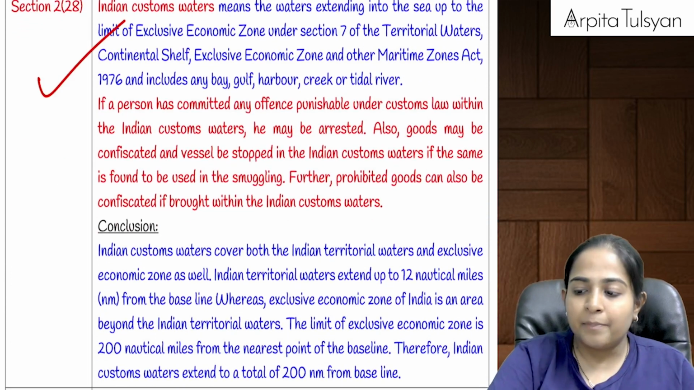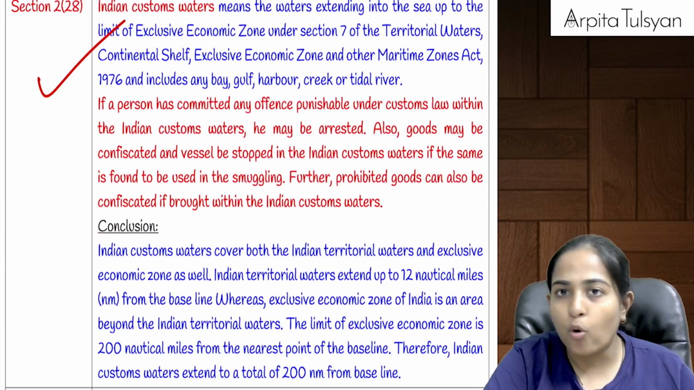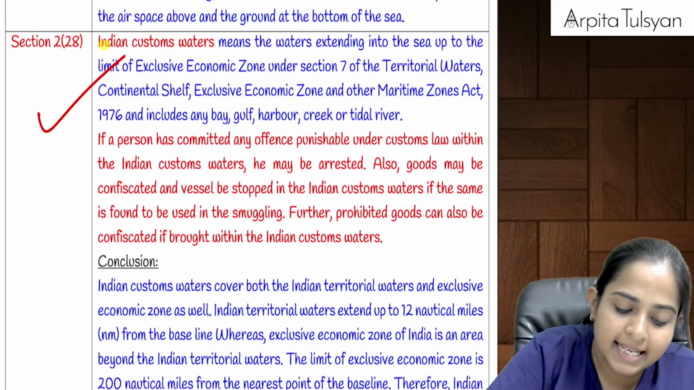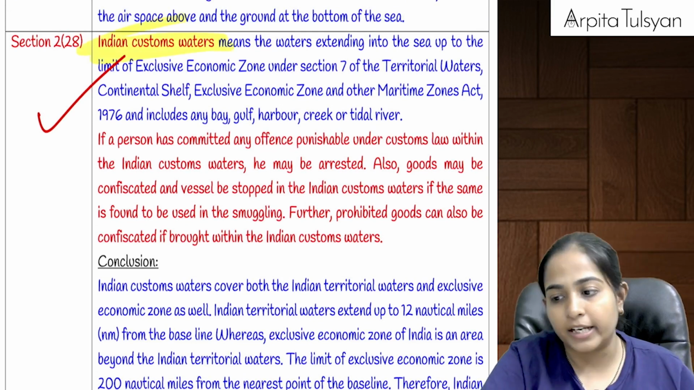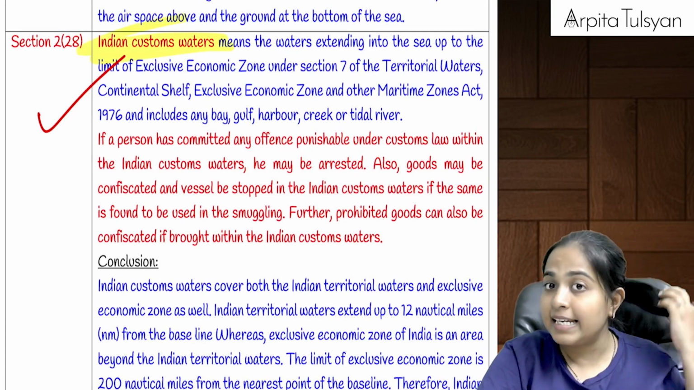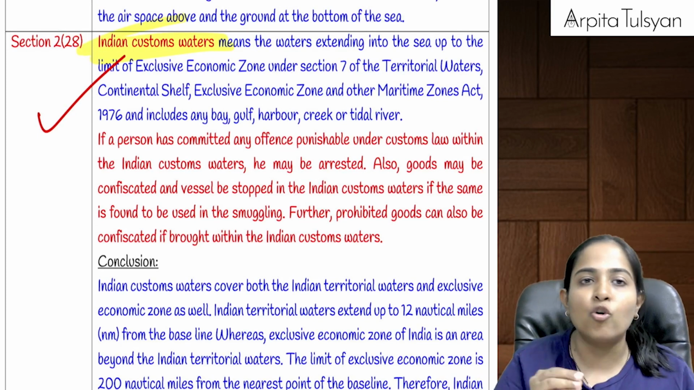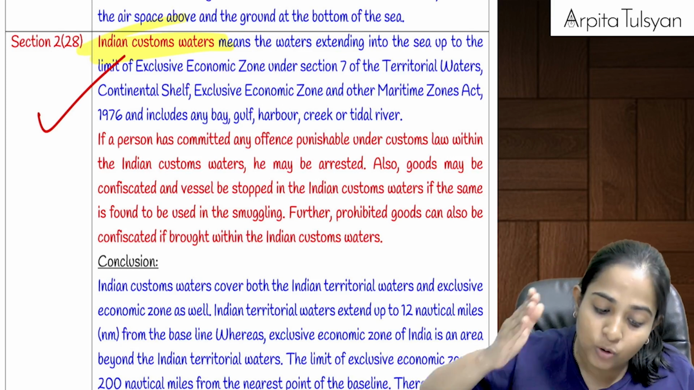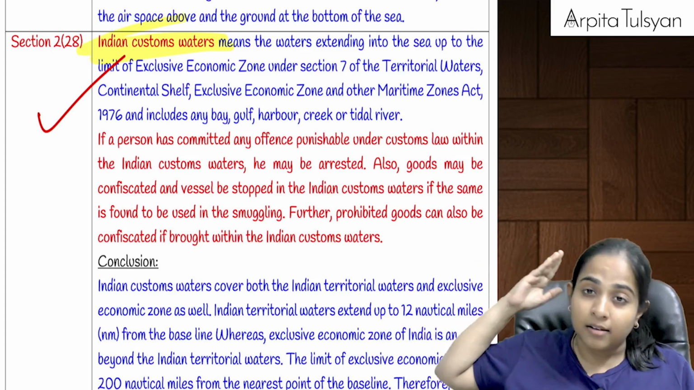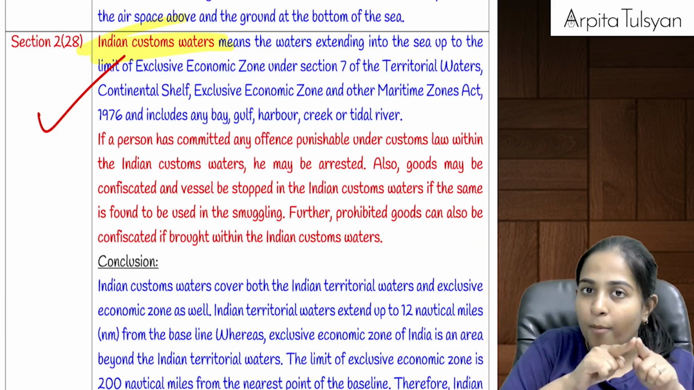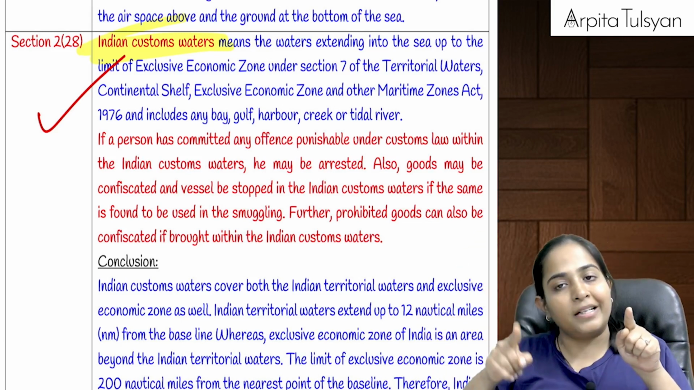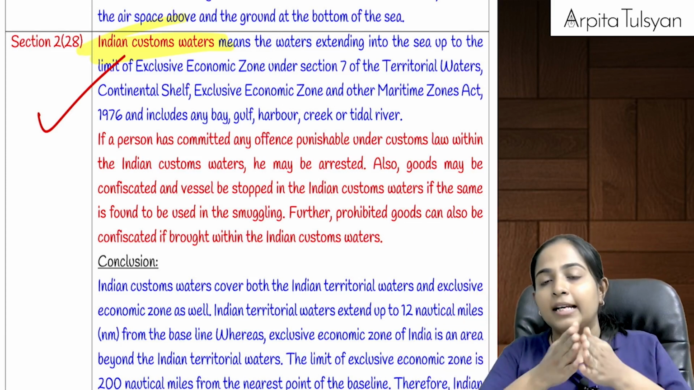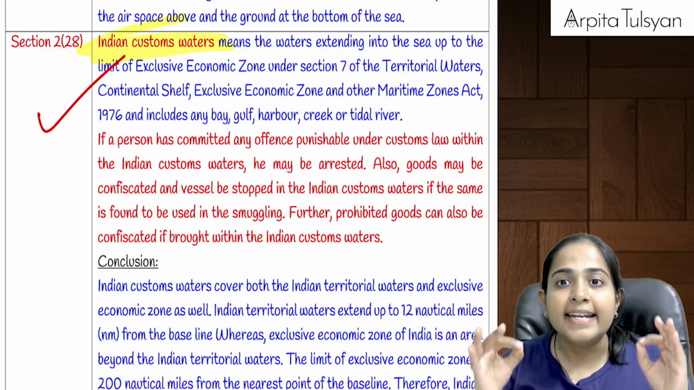Now, the customs law will be applicable to whole of India. Along with that, there is something called Indian customs water that we need to study. When we say India, it is going to go up to 12 nautical miles. But when I say Indian customs water, it is going to go up to 200 nautical miles from the baseline. So it is not 12 plus 200, it is total 200 from the baseline. Till that you can call it Indian customs water.